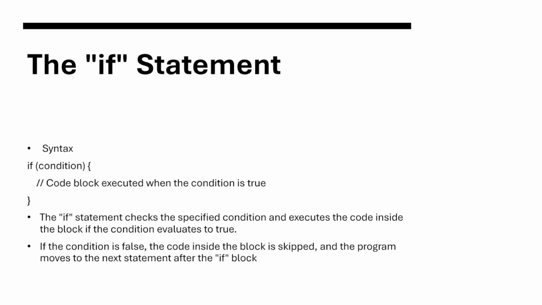So this checks the specified condition and executes the code inside the block if the condition evaluates to true. If the condition is false, it will skip it. So if the condition is false, you skip that statement and go to the next line of code.